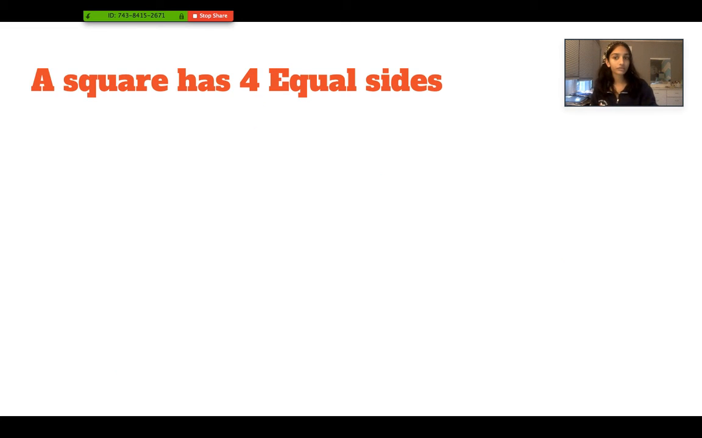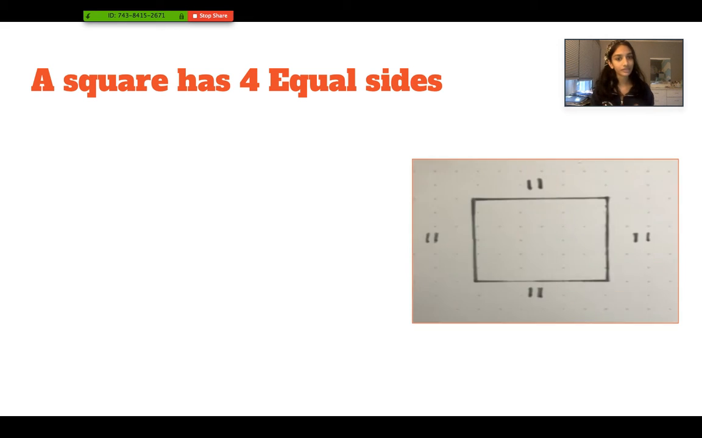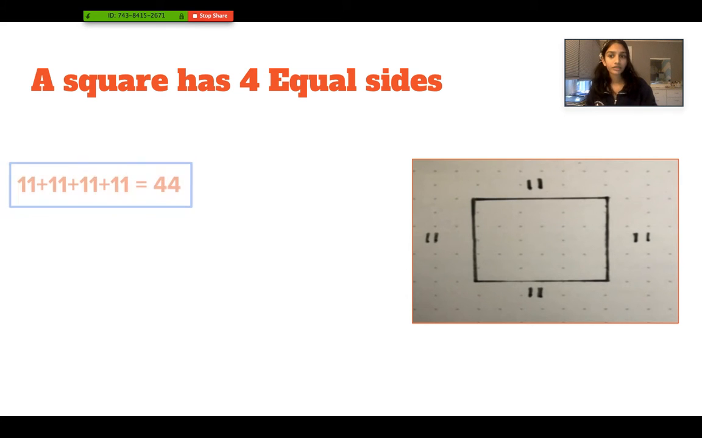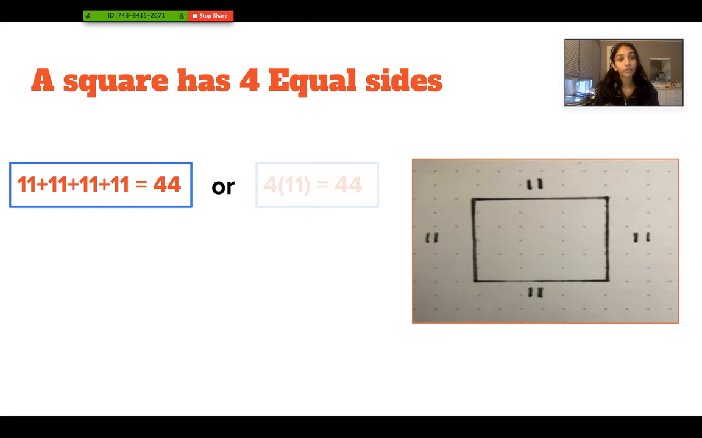If we look a little closer, we realize that a square has 4 equal sides. So here's our example. In our square, each side is equal to 11. So here's our work from before, and we know that the perimeter is equal to 44. But another way to solve this is if we multiply the side length by 4. So 4 times 11 is equal to 44.